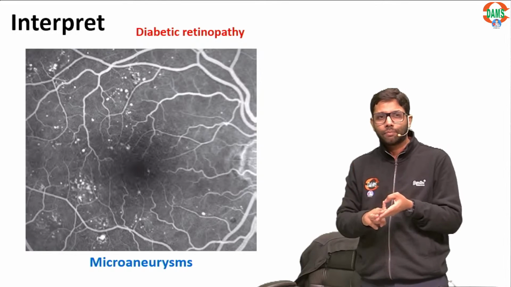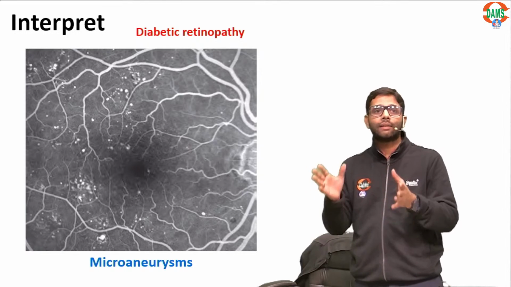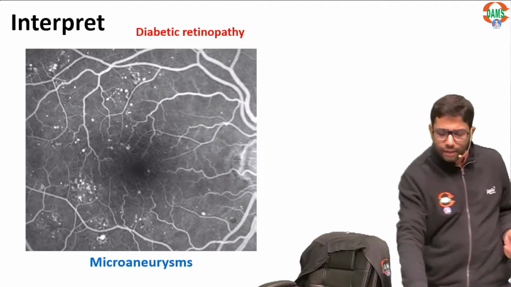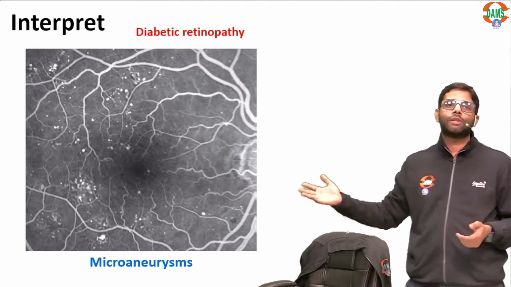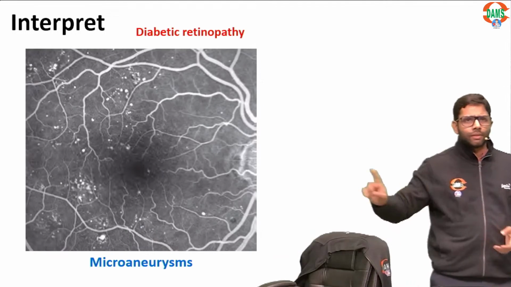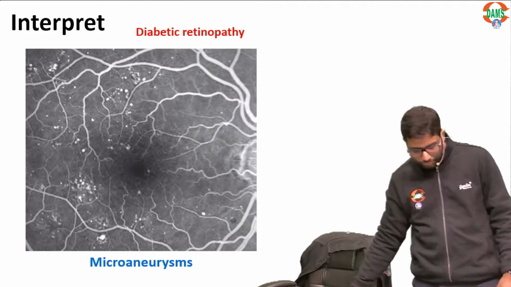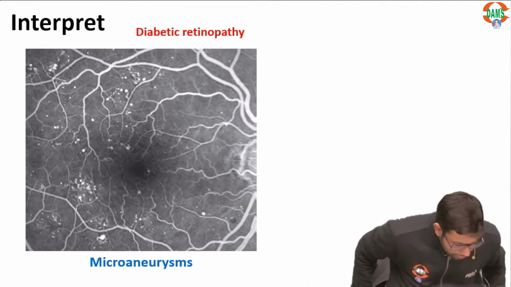Leaking, staining, what? Leaking the dye. That is seen in a very mild non-proliferative diabetic retinopathy. First stage of diabetic retinopathy. Your answer should be this. Good answer. Very good.